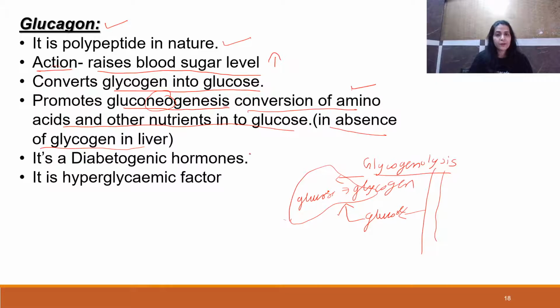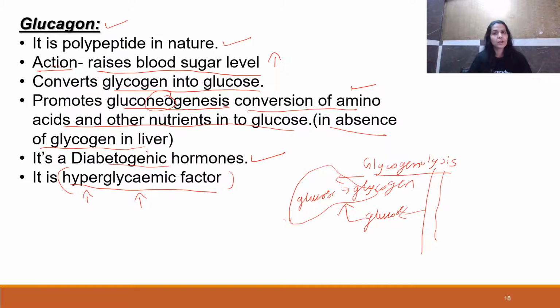Okay, now my dear friends, this is a diabetogenic hormone. Diabetogenic means not that it actually causes diabetes, but since it increases the blood sugar level, we say it's diabetogenic, right? It is also known as hyperglycemic factor. Again, hyper meaning increase, glycemic meaning glucose, right?